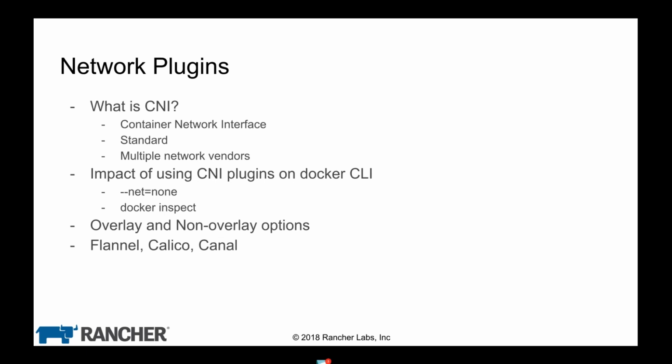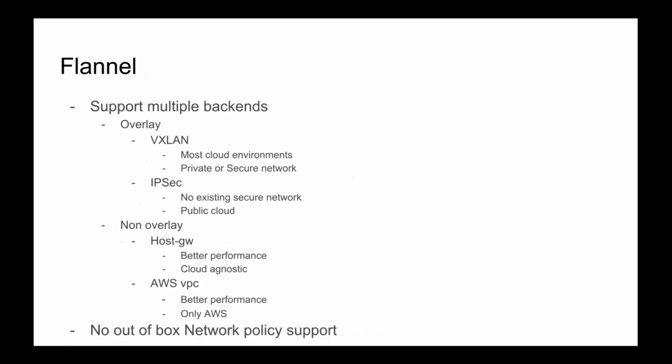So what is the impact of using a CNI plugin on Docker CLI? Most of the time, the CNI plugins bypass the Docker networking. For that reason, they use --net=none. And then later, once the container starts, they inject the network namespace into this container. And for this reason, when a user runs docker inspect with the container ID, you won't be able to find the network information. So that's the only drawback. It's more of a small user experience problem, but there are other ways to find the container or pod IP addresses using the kubectl command.